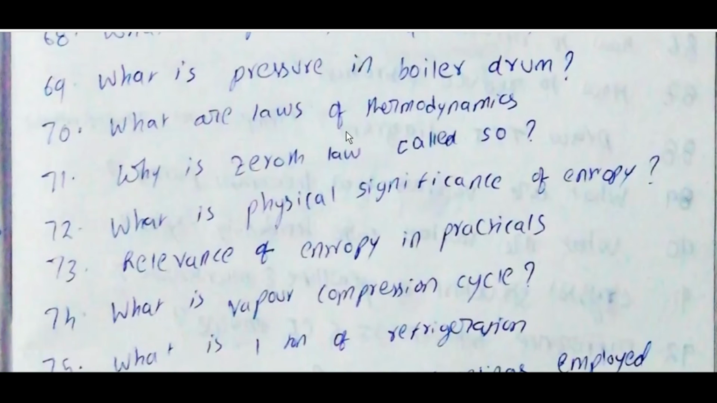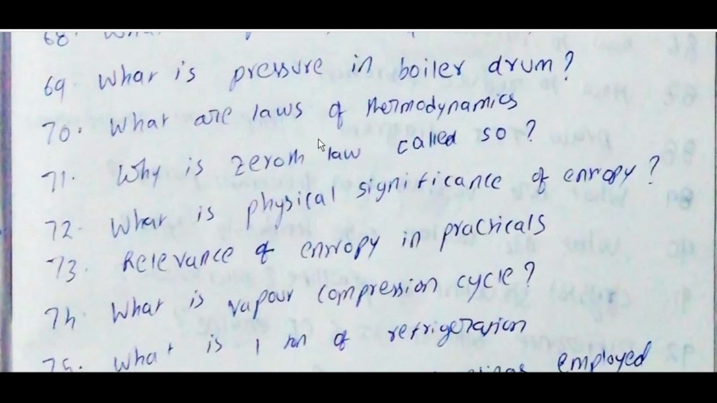What is the pressure in the boiler drum? Boiler drum furnace temperature is 950 to 1300 degrees centigrade. For a subcritical boiler, the pressure is below 220 bar. For a supercritical boiler, the pressure is about 221 bar.